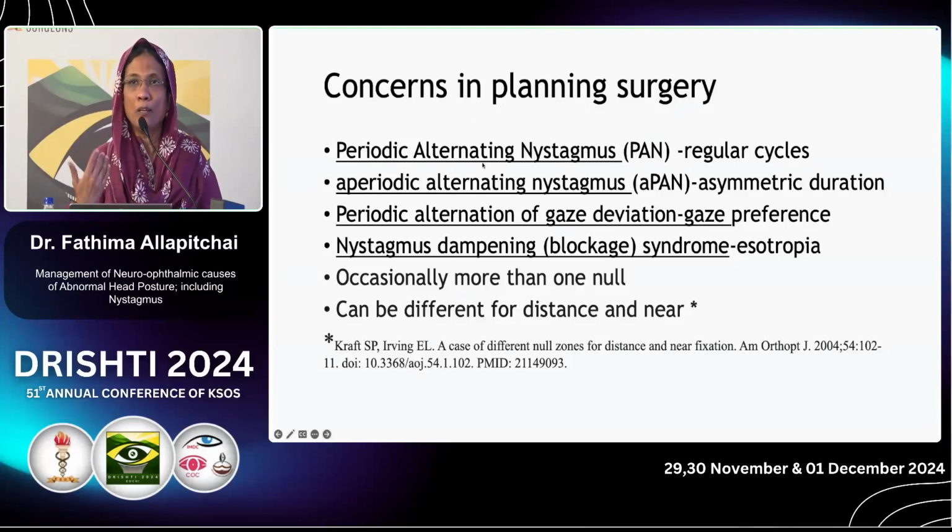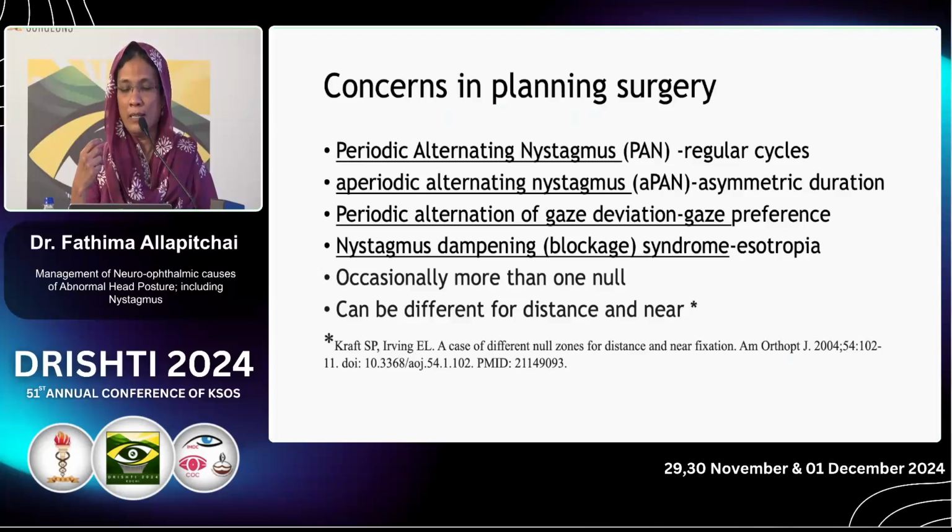We have to look for alternation because it may take 2-3 minutes to change periodically. In periodic alternating nystagmus, there is also aperiodicity to add to the confusion, and asymmetric duration. So everything should be taken into account. Multiple visits and documentation are also important so that we can be sure this is not alternating, this is stable, and only then decide on surgery.